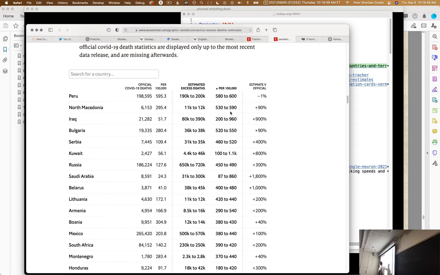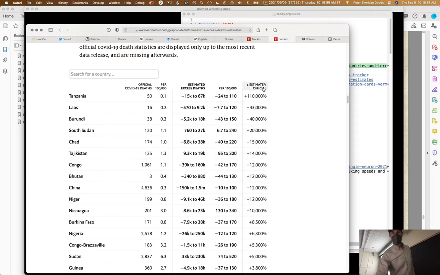Russia, for example, this is a huge differential. And if you go by percentage, how far off they are, you're going to get smaller countries, right? So the smaller countries are going to appear here as well. But China's here, right? They're off by 12,000%. It's a big country. So in terms of the actual numbers, it's not as many. But the official number there is 5,000. This estimate is 150 to 1.5 million.